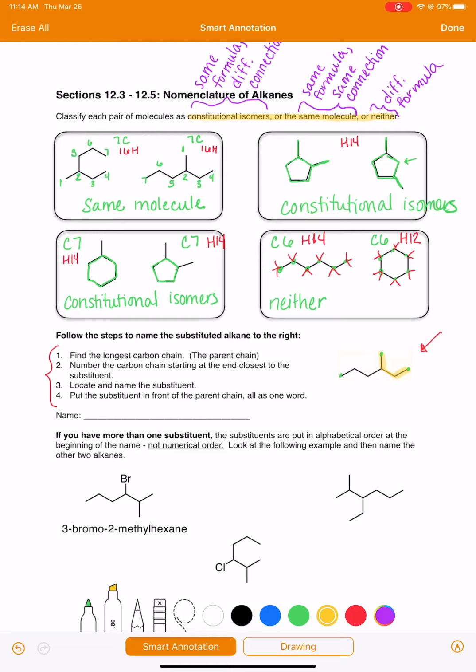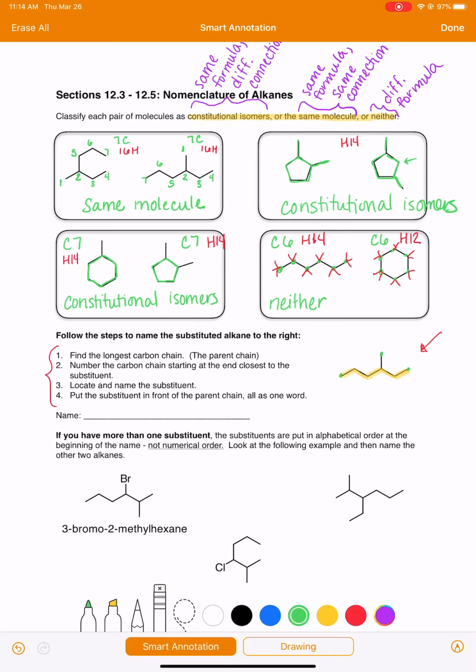So again, we're starting at one end of our choice and we're moving to another end of our choice. And our goal is to do that in a way that has the longest continuous chain of carbons. So you can probably see just by looking at it that the longest chain is going to be moving between those two ends right there. So that's our parent chain, our longest chain.